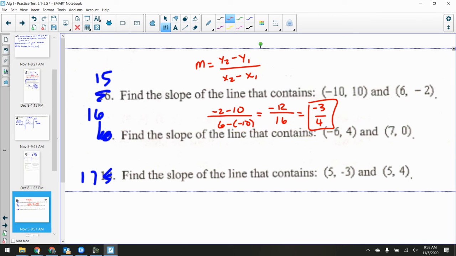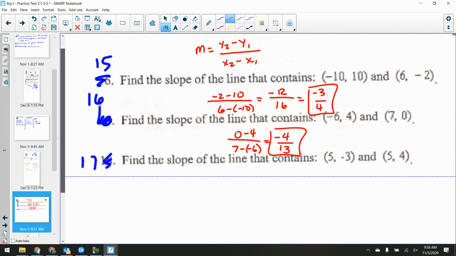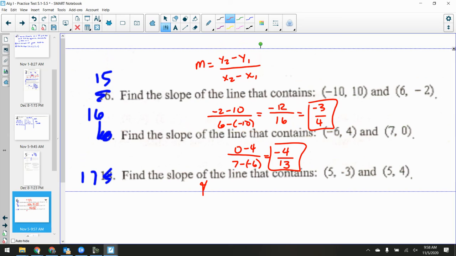Same thing for 16. You have 0 minus 4 over 7 minus a -6. -4/13 is my slope. Check your answers, folks. Again, you should be making yourself a key. Number 17. This is a tricky one. I have 4 minus a -3 over 5 minus 5.